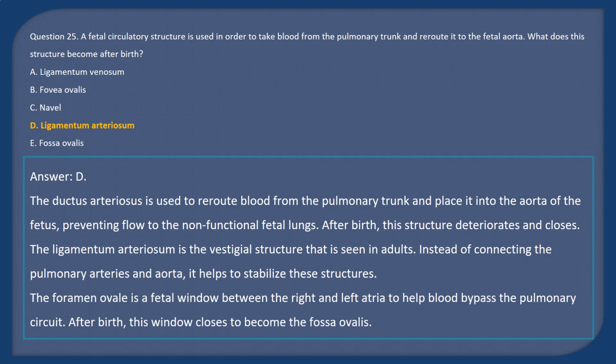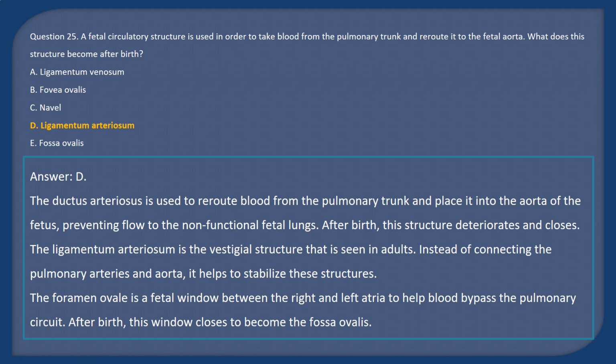Answer D. The ductus arteriosus is used to reroute blood from the pulmonary trunk and place it into the aorta of the fetus, preventing flow to the non-functional fetal lungs. After birth, this structure deteriorates and closes. The ligamentum arteriosum is the vestigial structure that is seen in adults.